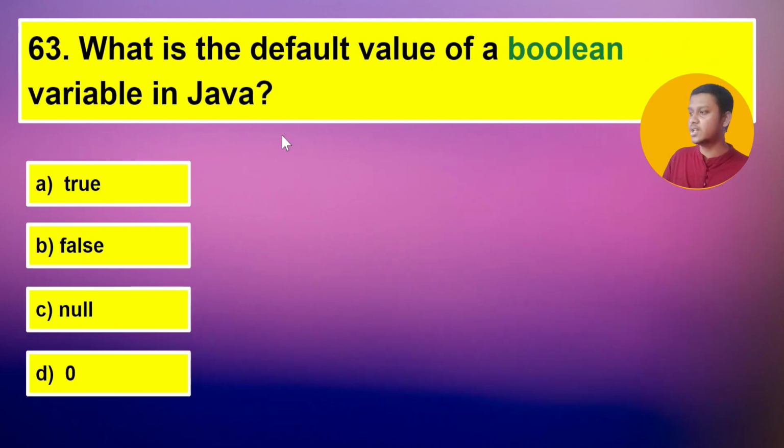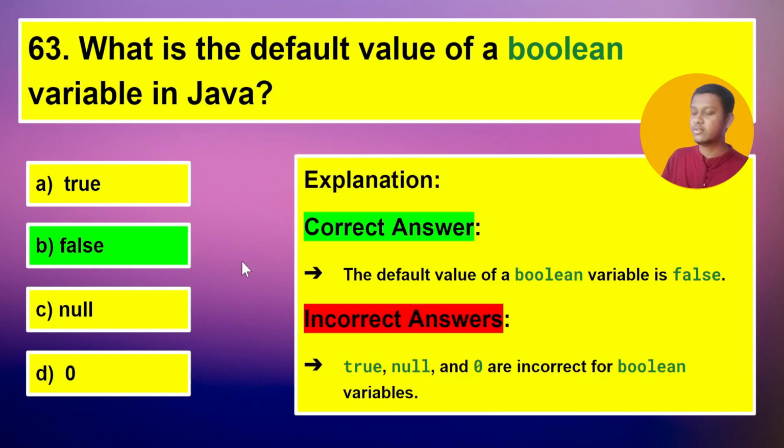Let's jump to our next question, which is, what is the default value of a Boolean variable? True, false, null, or 0? So here the correct answer is false. As you can see, the default value of a Boolean variable is false.